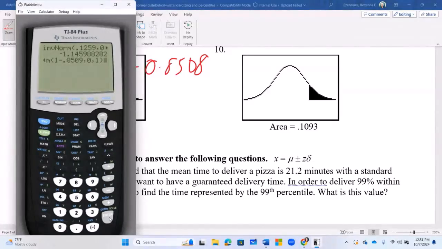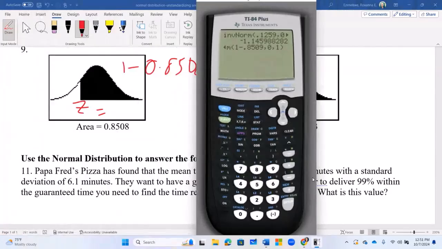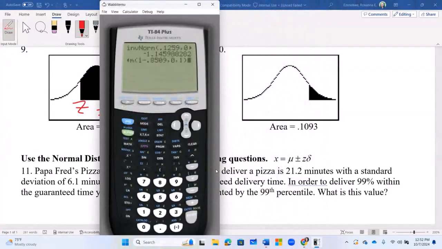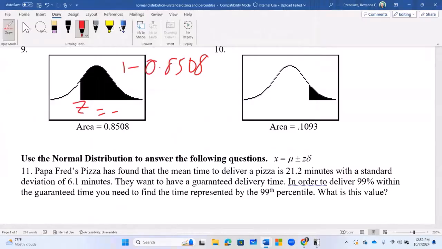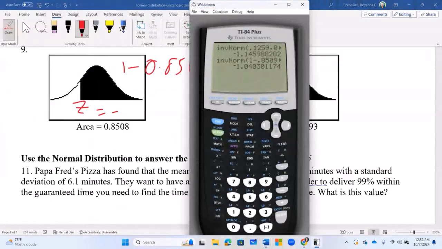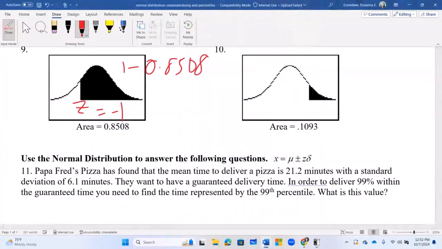because I'm looking for a z-score. The point there is below the mean. So the z-score will be, when I hit enter, I get the z-score, negative 1.04. So that z-score is negative 1.04. It's understood that it is negative because I'm looking for the z-score on the left-hand side of the mean.